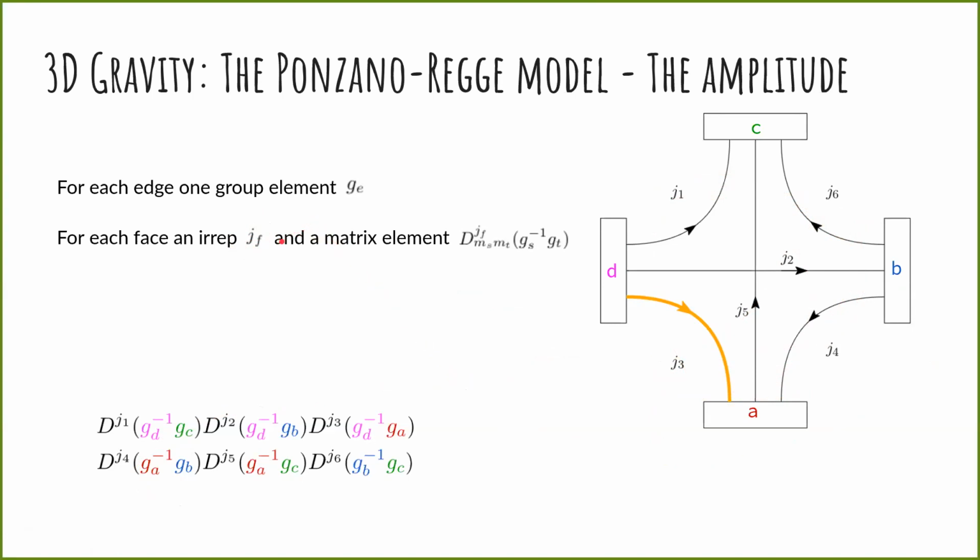And for each face, write down the matrix element following this recipe. So for example, take this face, J1. J1 goes from the edge D to the edge C. So as you can see here, I just write the matrix element in the J1 representation of G_D^-1, that is the source, to G_C, that is the target.